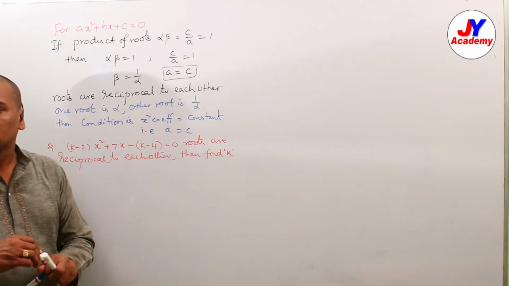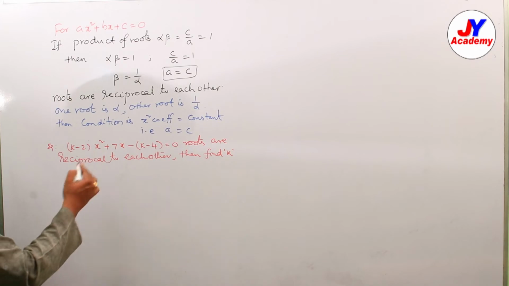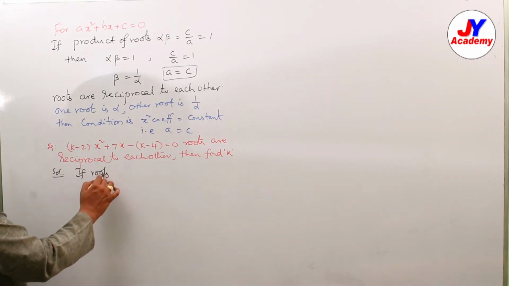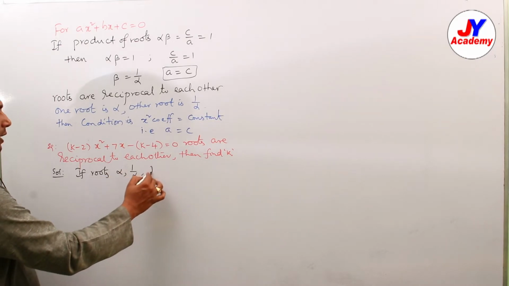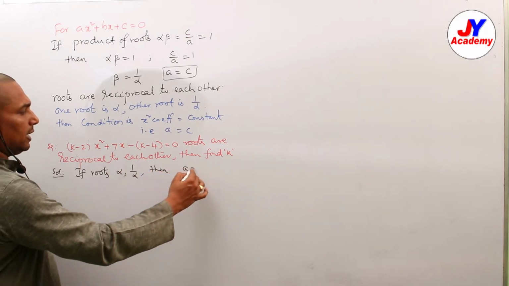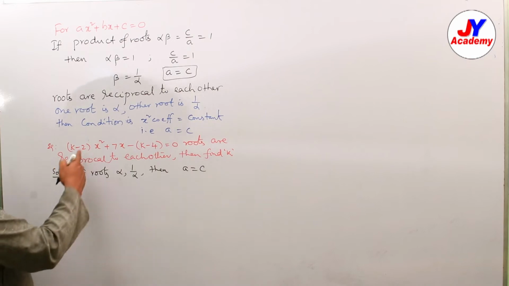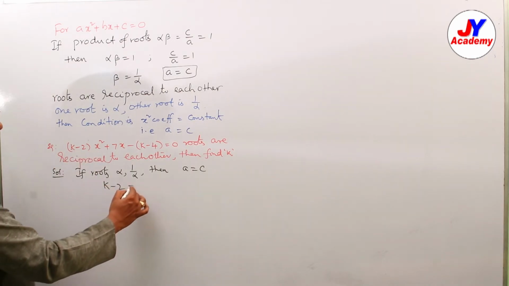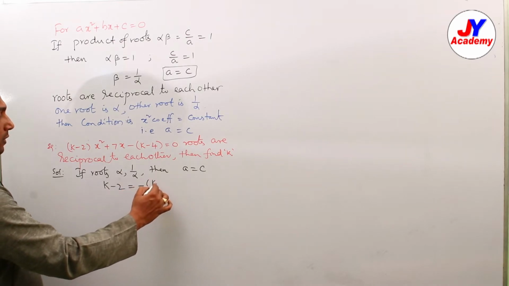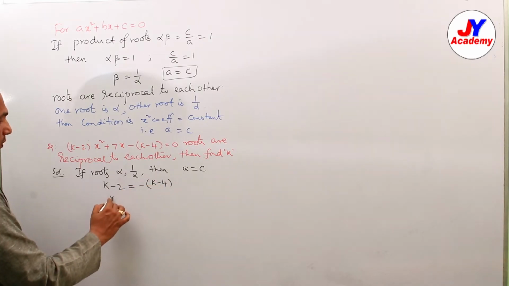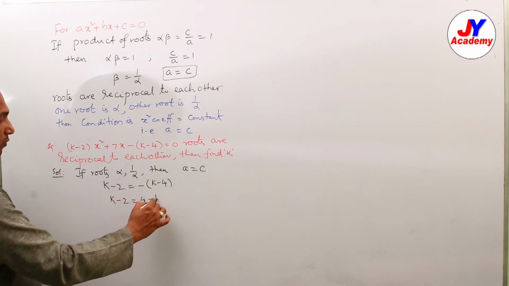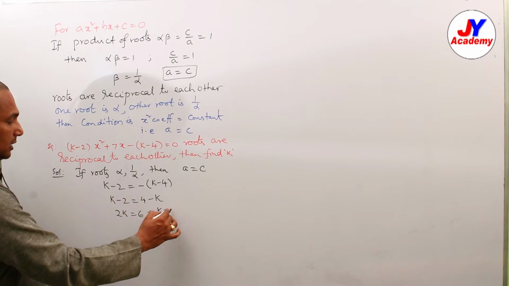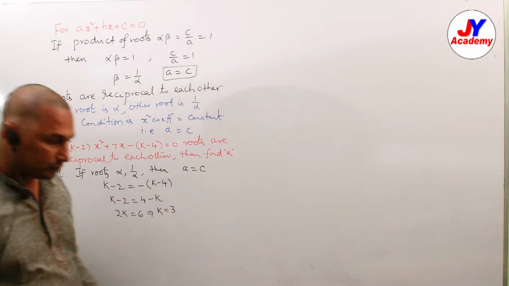Okay? So what is the condition? Whenever roots are reciprocal to each other, roots alpha comma 1 by alpha, then what is the condition? A is equal to c. Who is a here? A means x square coefficient. What is the x square coefficient? It is k minus 2, and c is equal to minus of k minus 4. So k minus 2 is equal to 4 minus k. 2k is equal to 6. Then k is equal to 3.